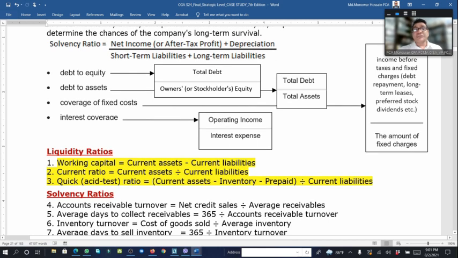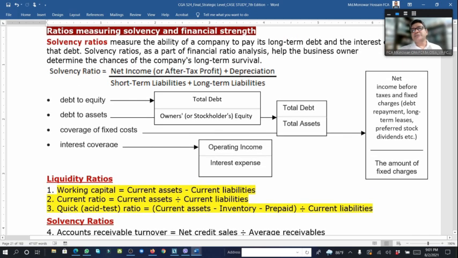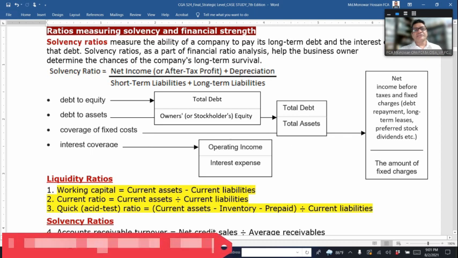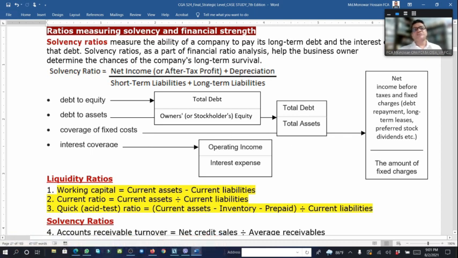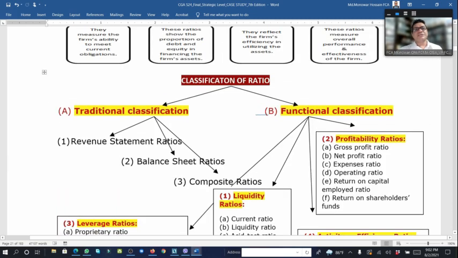Sometimes debt equity ratio. So how can we calculate it? Total debt divided by owners' or stockholders' equity. And sometimes debt to asset, total debt asset ratio. Sometimes coverage ratio is calculated: net income before tax divided by the amount of fixed charge. Sometimes interest coverage ratio: operating income divided by interest expense. This way, some solvency ratio: net income, that is after tax profit plus depreciation, divided by short-term liability plus long-term liability. So this way we can calculate the different types of ratio.